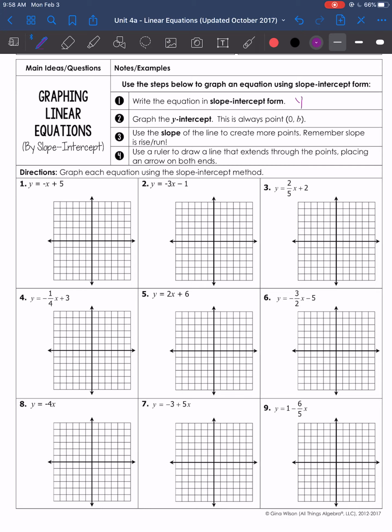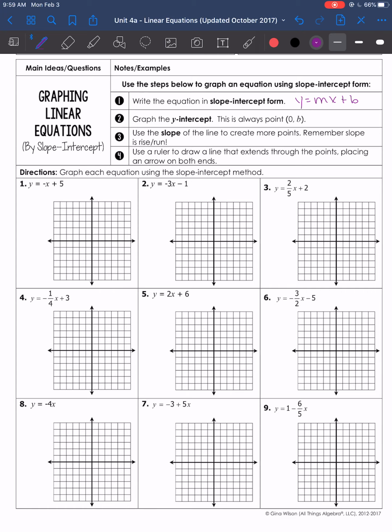And then you're going to graph your y-intercept, which is where it crosses the y-axis. And then you're going to use the slope of the line to create more points. Remember, your slope is rise over run. And then you're going to use a ruler to draw a line that goes through all the points and goes through the entire coordinate plane. And you're going to put an arrow on both ends to show that it extends forever, because lines never end.